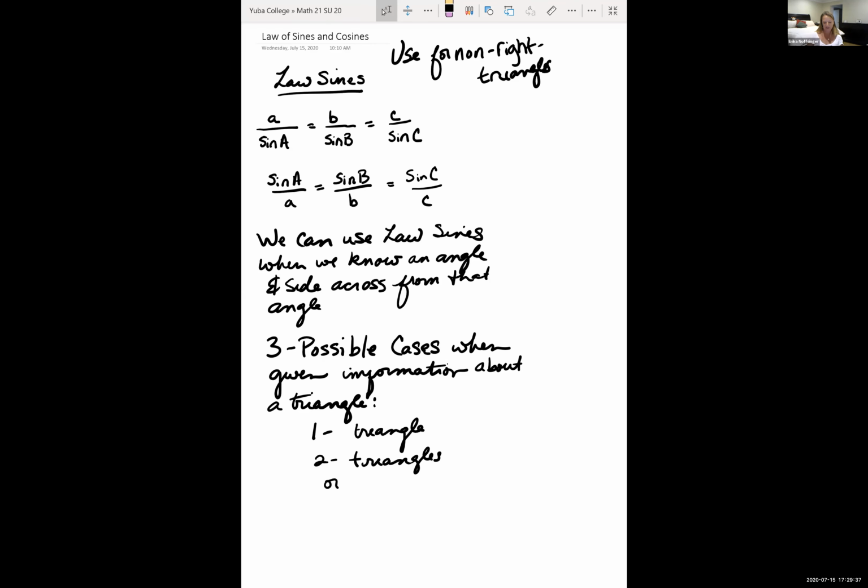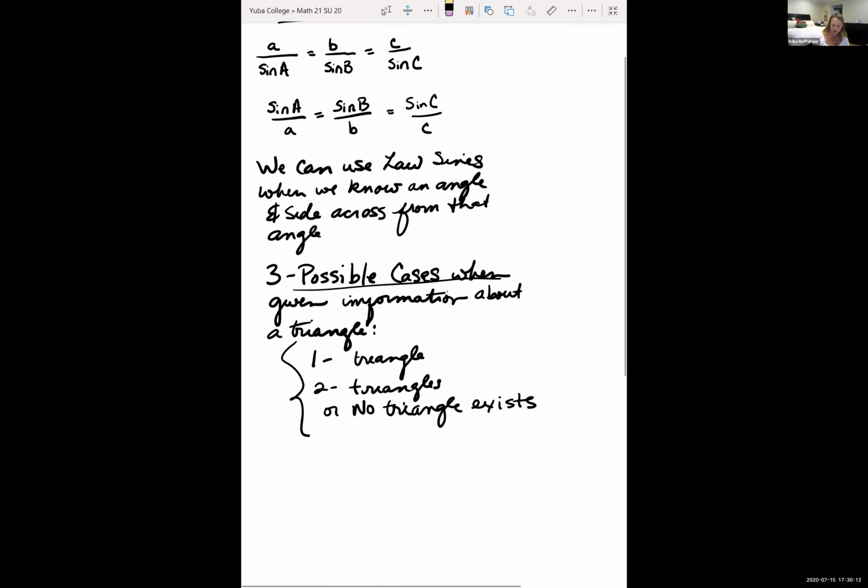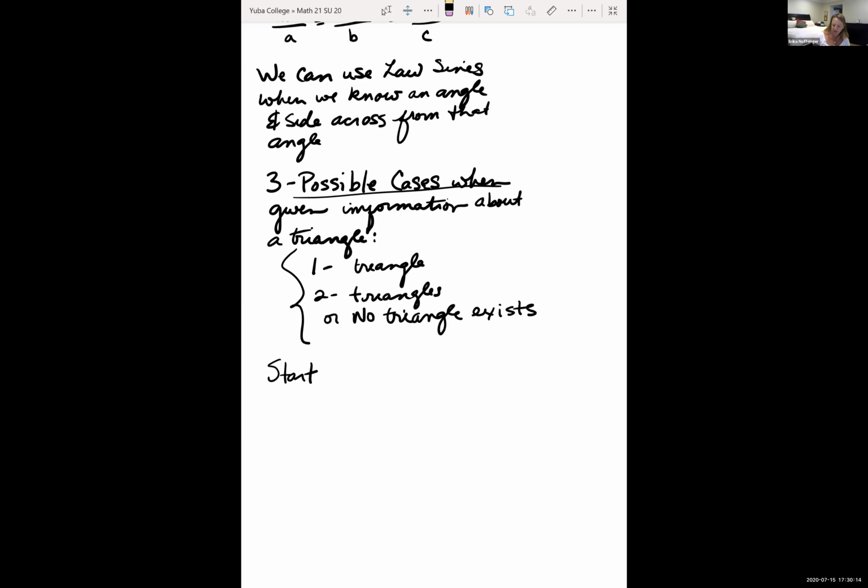No worries. So we have a non-right triangle. If we know a side and an angle across from it, we can use the law of sines. If we're given information, there are three possible things that can happen when we're using the law of sines: either one triangle exists, two triangles exist, or no triangle exists. And always start out assuming there are two triangles.